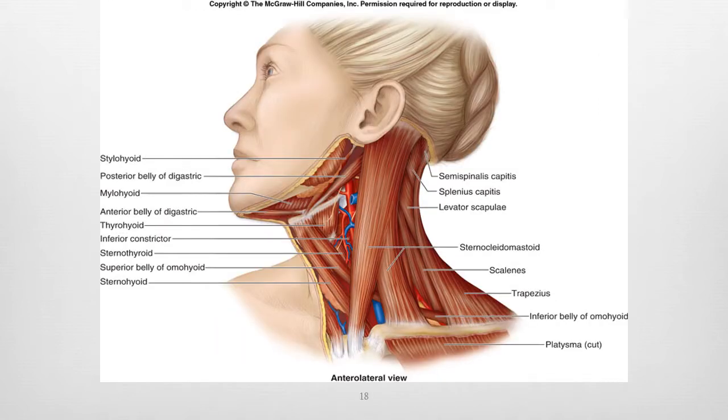Another view, we can see the sternocleidomastoid again. So when sternocleidomastoid contracts, it's going to cause rotation to the opposite side. So when this left sternocleidomastoid is contracting, it causes right rotation. If we were to use both of them at the same time, we would get flexion.